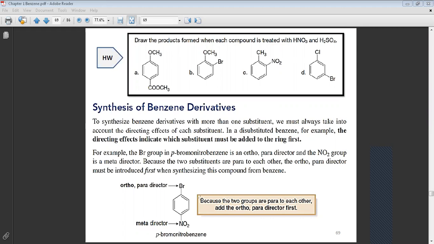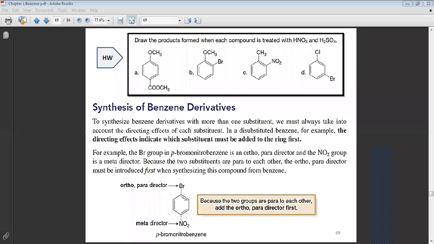Now, look to this example. We have a bromine, we have NO2. Now, what is the orientation of the bromine atom? Ortho-para. That means ortho here and para here. What is the orientation of the NO2? Meta. Look, just here or here.